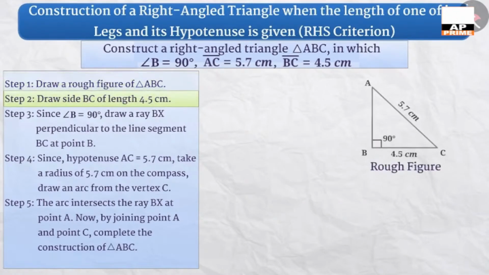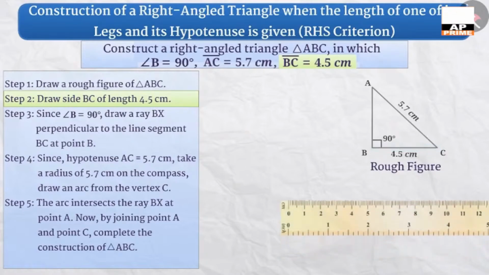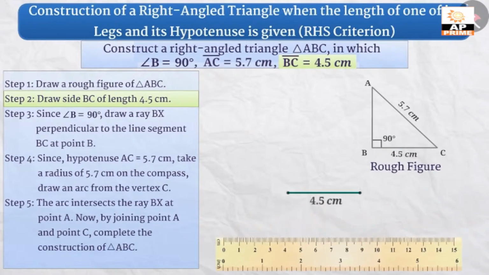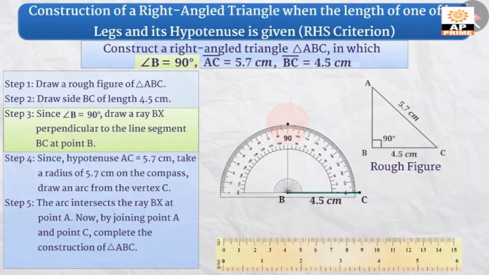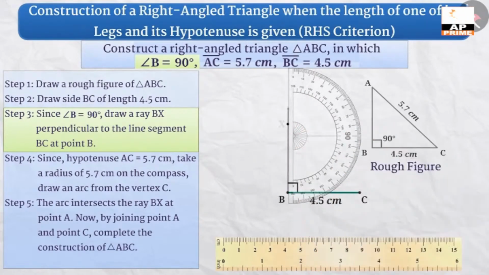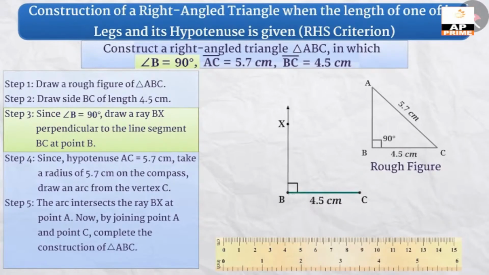Step 2. Here, the length of the side BC is 4.5 cm. Therefore, we will draw a line segment of length 4.5 cm with the help of a ruler. We will name this line segment BC. This line segment is the side BC of triangle ABC. Step 3. Since angle B measures 90 degrees, we will draw a ray BX which is perpendicular to the line segment BC at point B. We can construct this by marking a point at 90 degrees using the protractor and draw a ray BX passing through it.